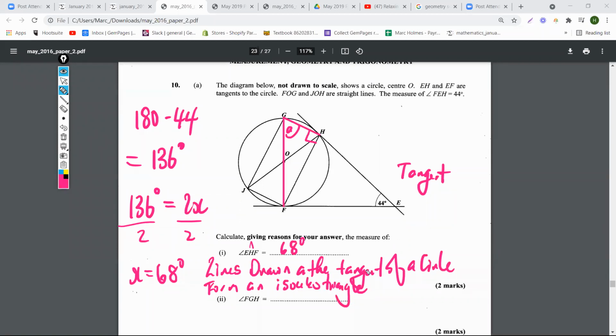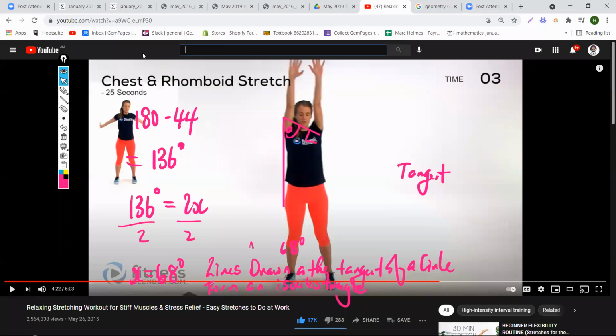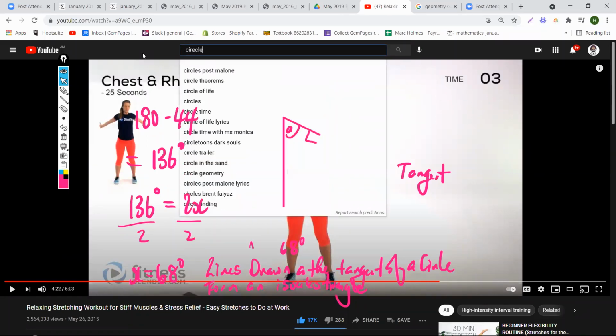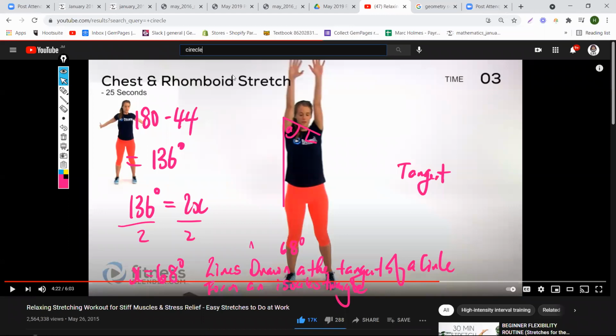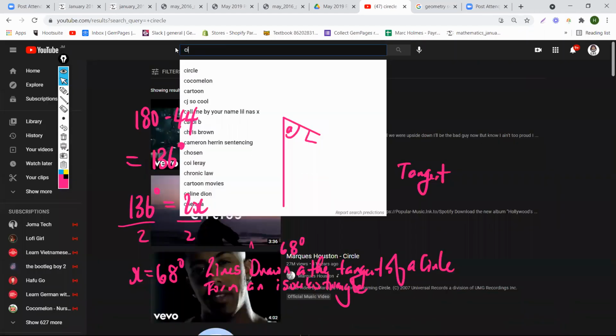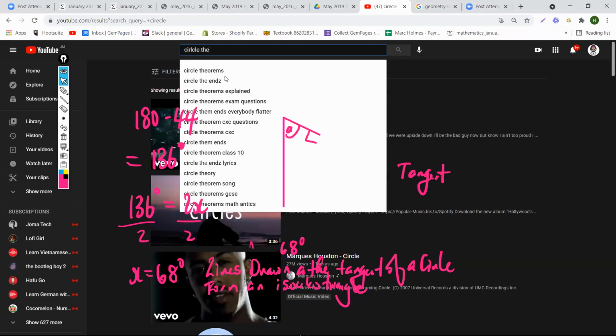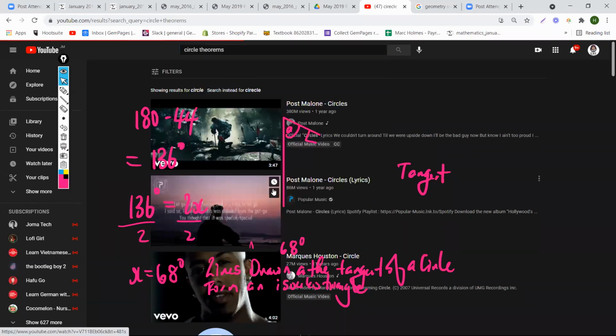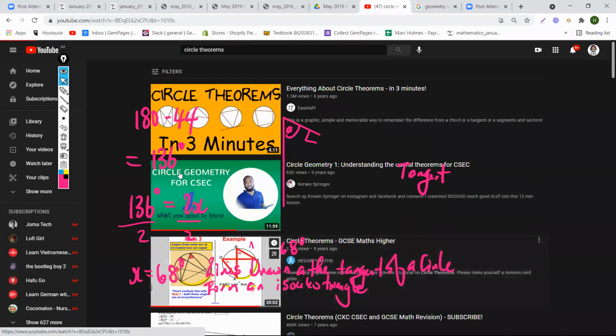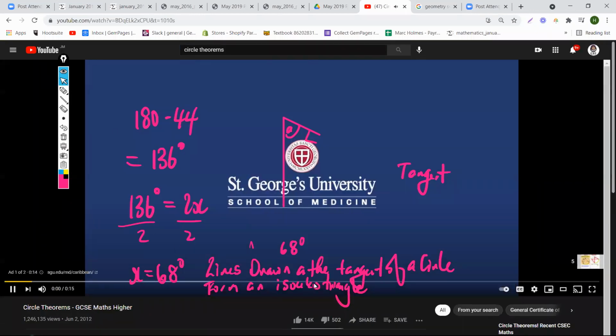So I think this is rule number 6. Let's go back to the rules just for a second for circle theorem. For circle theorem, I don't know if you guys notice, but I always send you the same set of videos for it because the truth is, it's the same theorems every single time. This is the video I always send you guys.